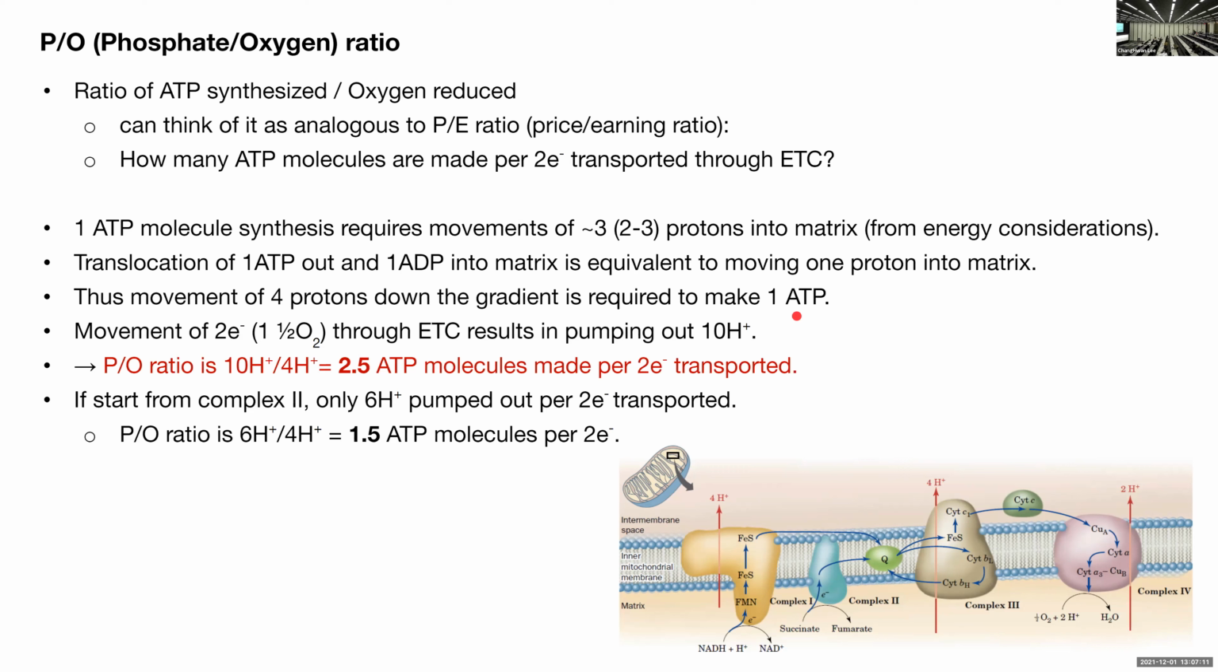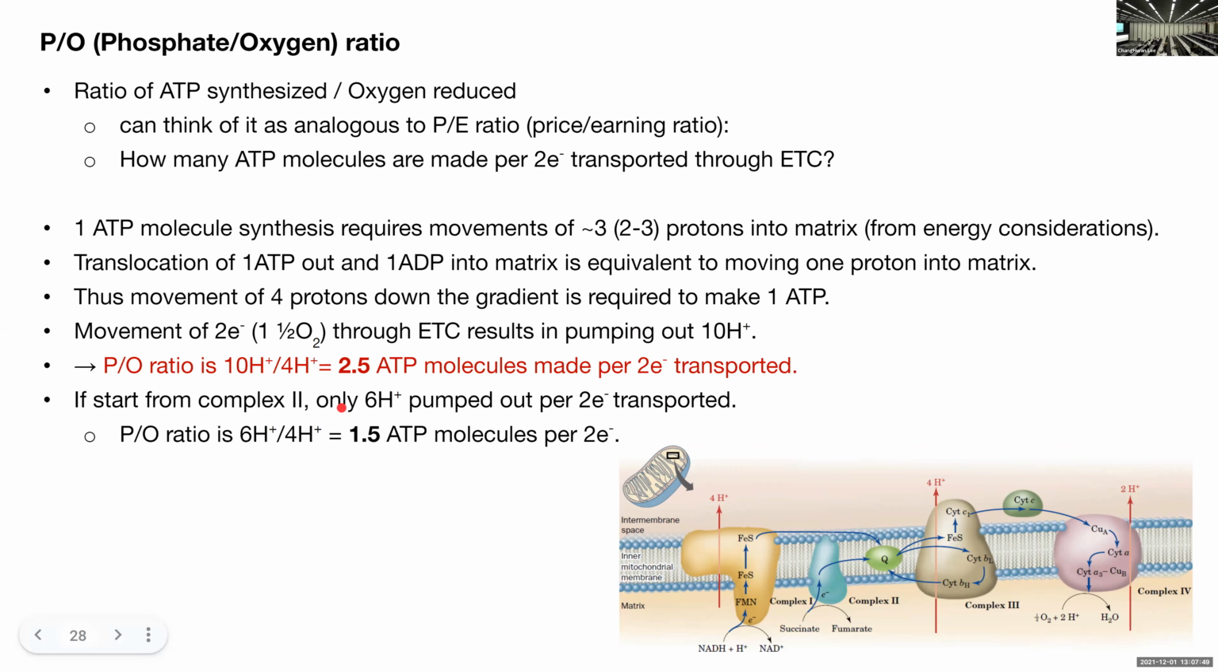Let's think about the cost and effect here. You basically export out 10 protons through the electron transport chain, but you only need 4 protons imported, going down the gradient, to generate 1 ATP. So 10 divided by 4, meaning that with just 1 flow of 2 electrons through the electron transport chain, you can get 2.5 ATP. Again, this is for the 2 electrons that are transported.